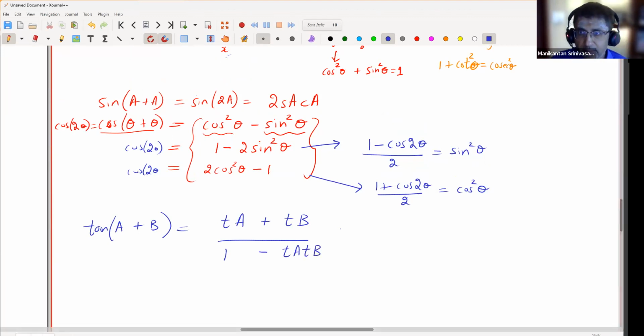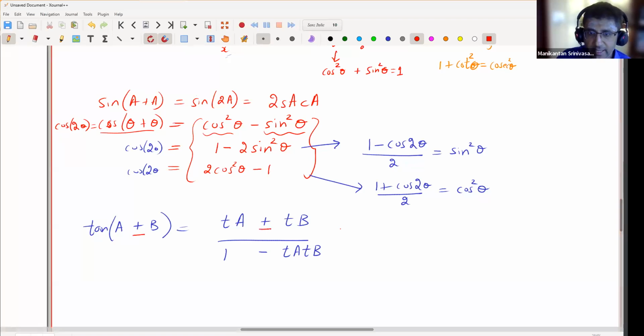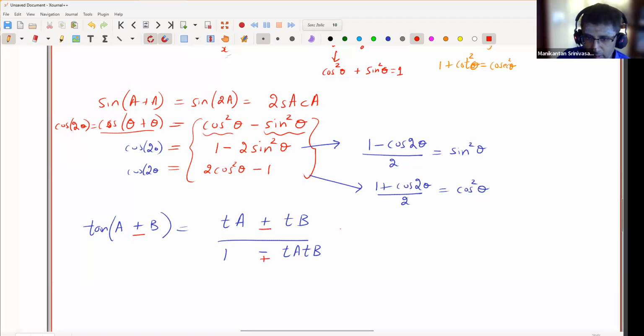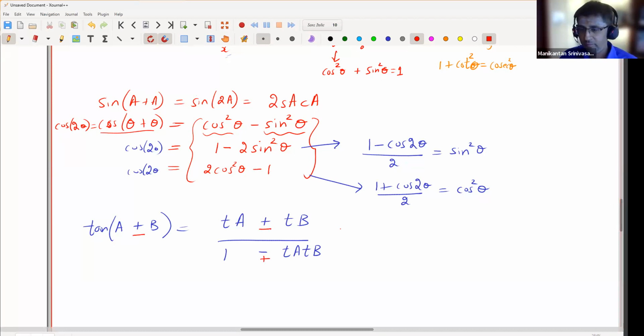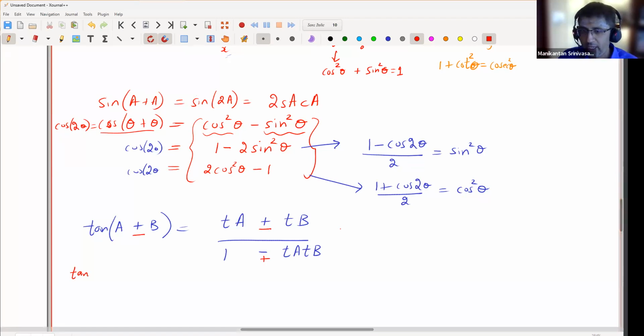Okay, and if it's minus, the plus and minus get swapped. So tan of A minus B is tan A minus tan B upon 1 plus tan A tan B. And we can use this, for example, to find what is tan of 22.5 degrees. 22.5 is what? Let's practice with radians. 1/2 of 45. 45 itself was pi by 4. So I can use this to find tan of pi by 8.